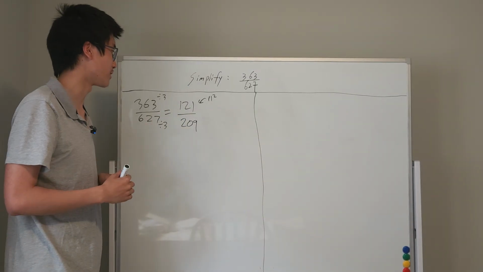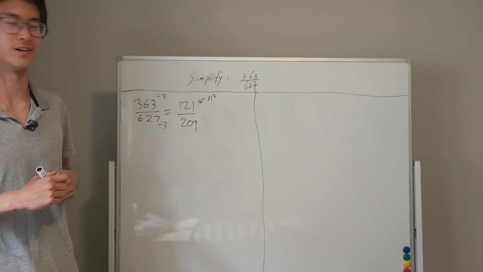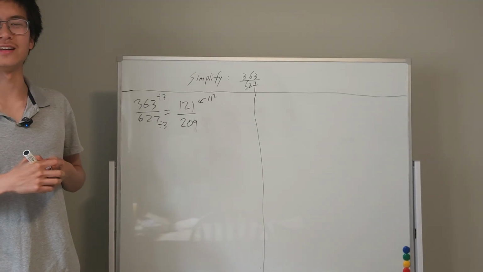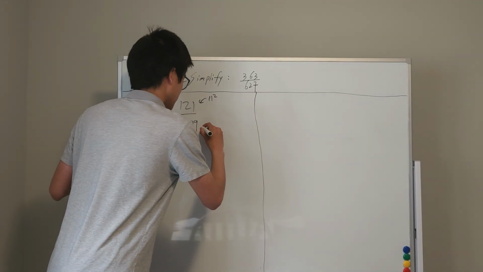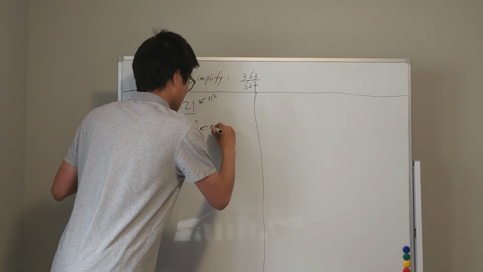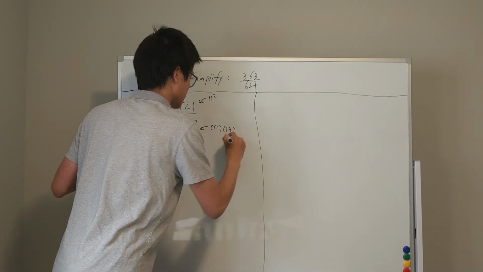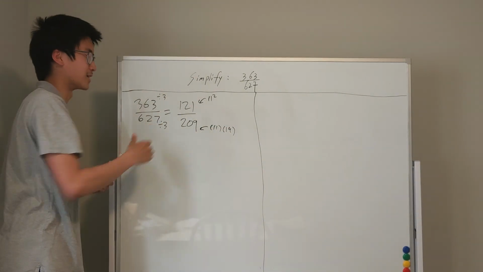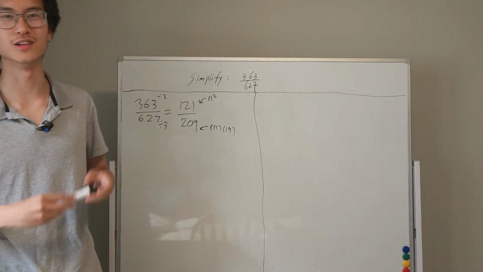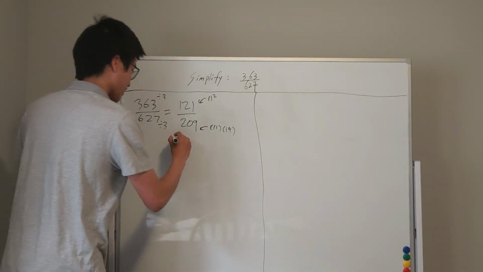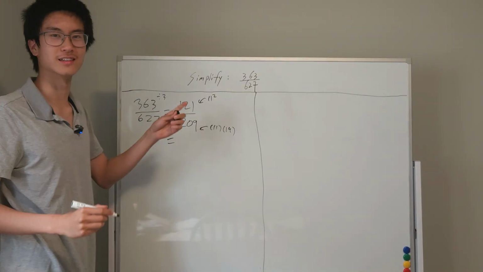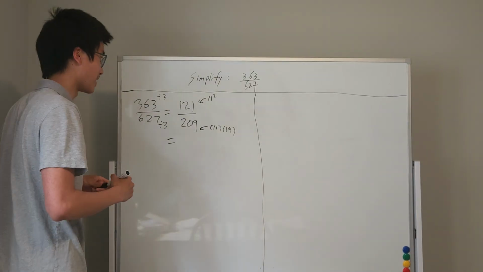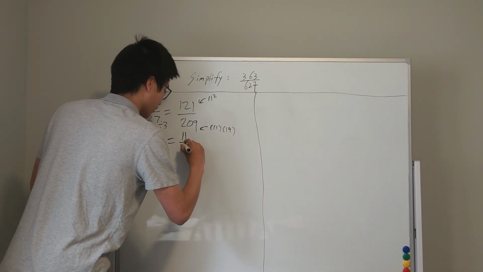But how about we try out 11? If we try out 11, you'll notice that 209 is actually 11 times 19. So therefore, the numerator and denominator are actually divisible by 11. And therefore, after dividing the numerator and denominator by 11, it is 11 over 19.